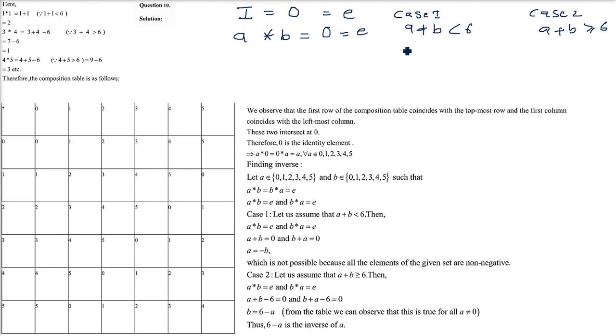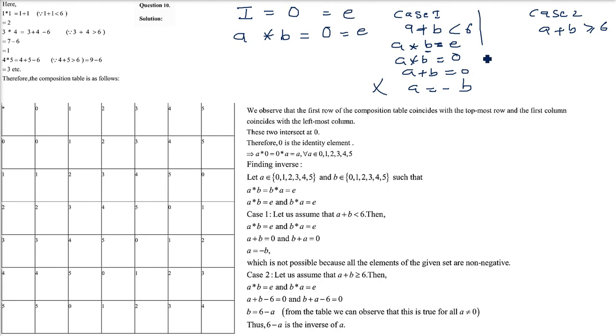In case 1, a plus b is less than 6. What does it mean? It means a star b is equal to e. A star b is what? A plus b. And this has to be equal to 0. A star b is given as a plus b when it is less than 6. So a is equal to negative b. But in the question, there is no negative; the set is also not negative. So this is not possible.